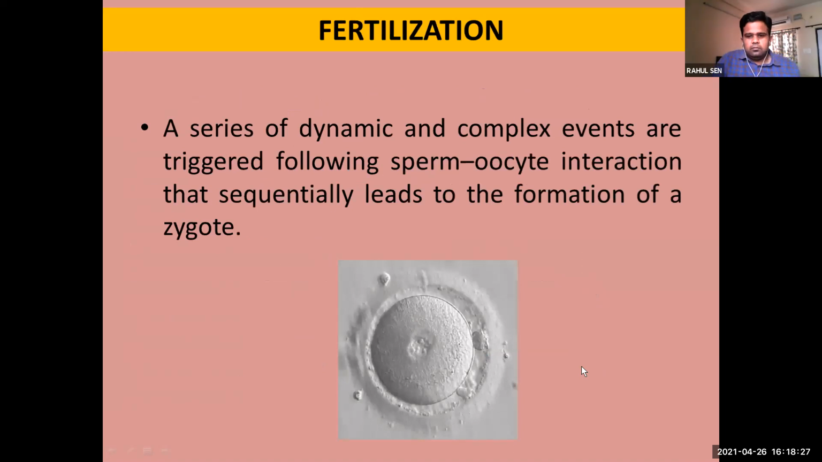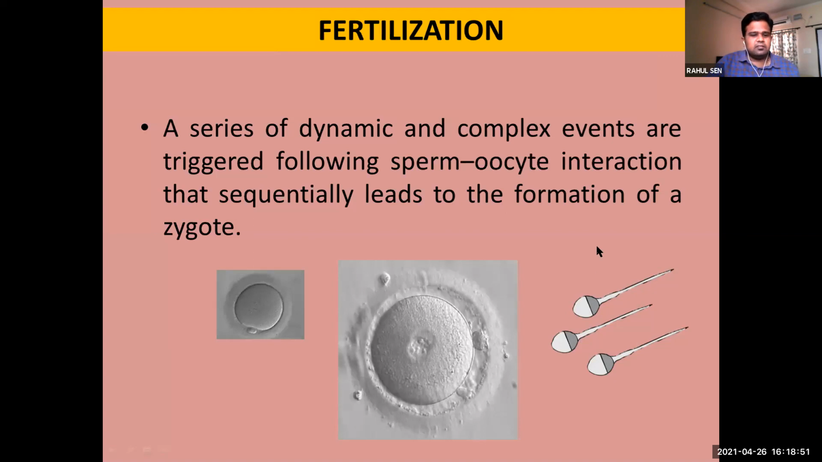So, just to begin with, what is fertilization? Fertilization is a series of dynamic and complex events that are triggered by sperm and oocyte interaction that leads to the formation of a zygote. The zygote is formed with the interaction of the oocyte with the sperm, as the resultant product of fertilization.